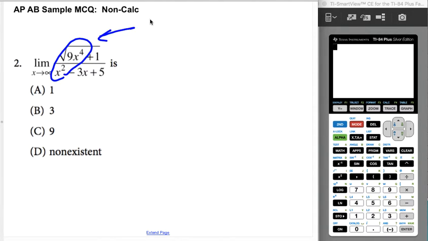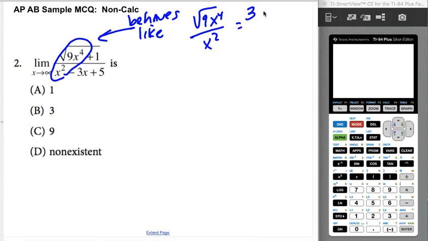So this numerator, this isn't equal to, but it behaves like, for very large values of x, the square root of 9x to the fourth on top of an x squared. Well, we can clean up that square root of 9x to the fourth, and we would get a 3x squared over an x squared, meaning that this thing behaves like a 3. And that's it.